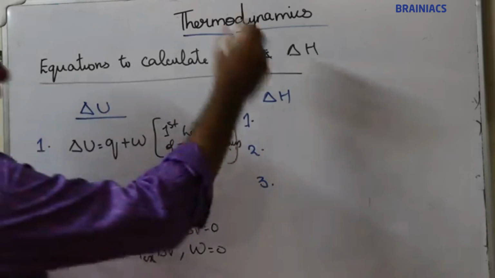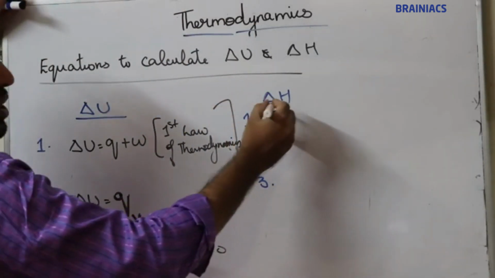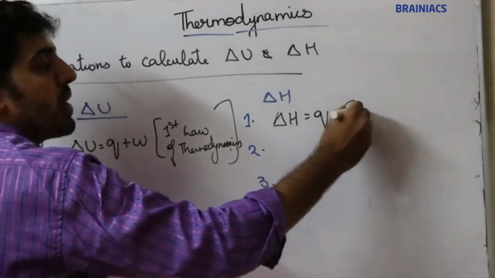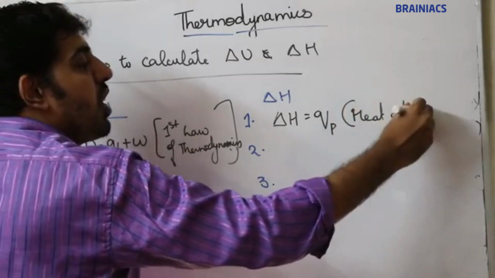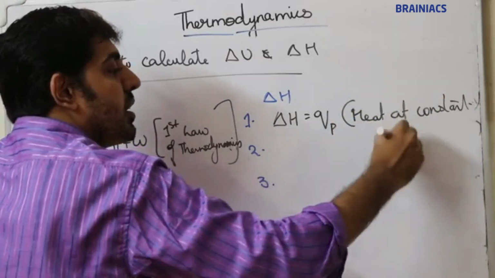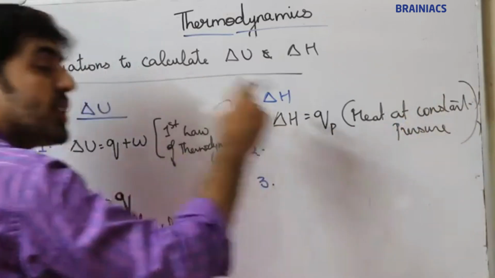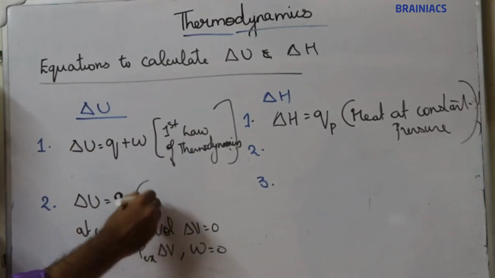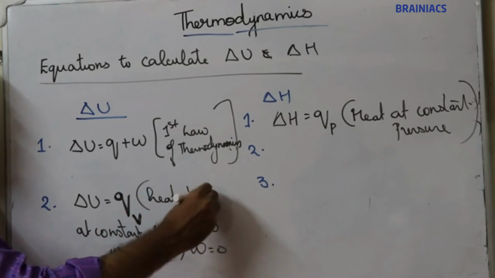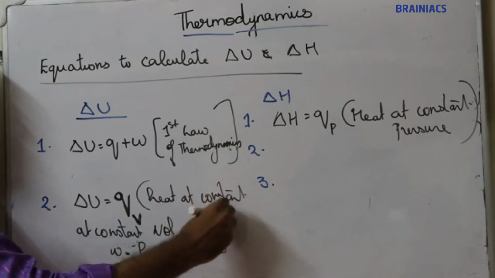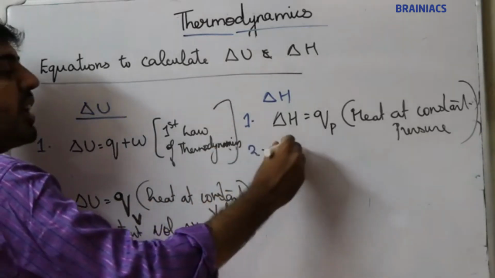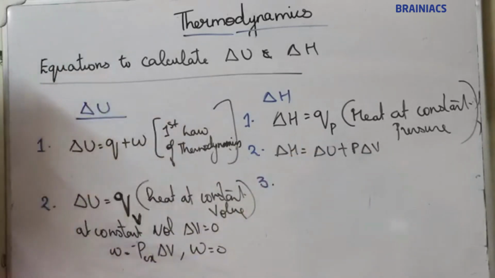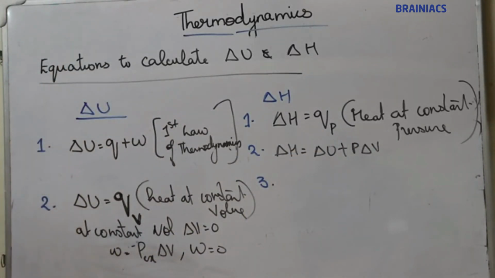Now, equations to calculate delta H. For delta H, we discussed nearly 3 equations. First equation, delta H is equal to QP, heat at constant pressure. We derived this equation when we were discussing enthalpy. Here delta U is equal to heat at constant volume. Now the second equation, delta H is equal to delta U plus P delta V.